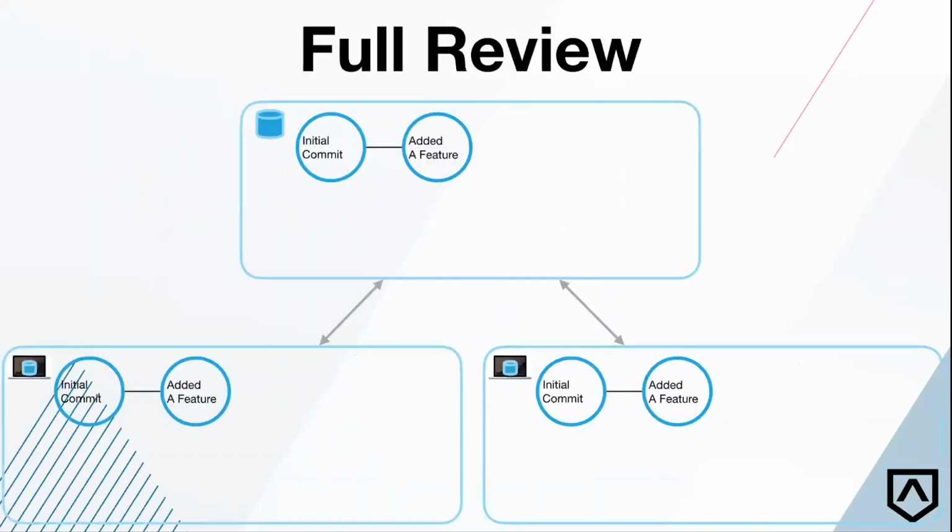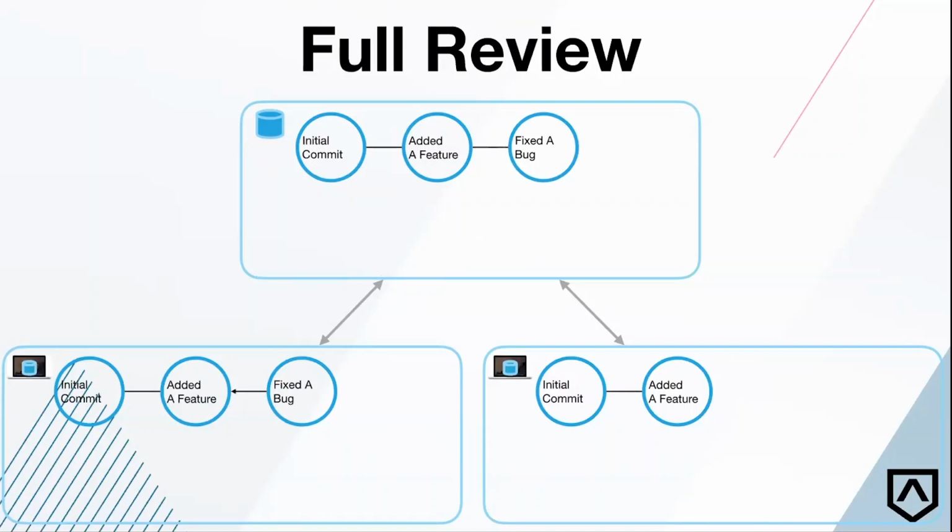So let's get back to this slide. Okay, so again, this is a full review. This top piece is the remote repository. The bottom left piece is my local repository. And the bottom right one is Ada's local repository. Each of us has pulled the initial commit and the added a feature commits down. So I'm going to fix a bug, and I push those changes up.